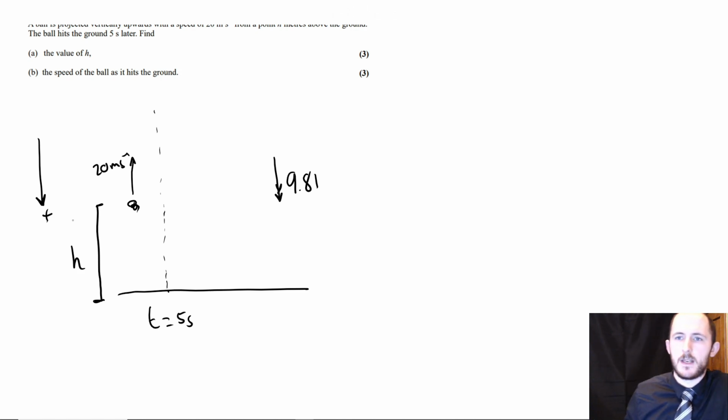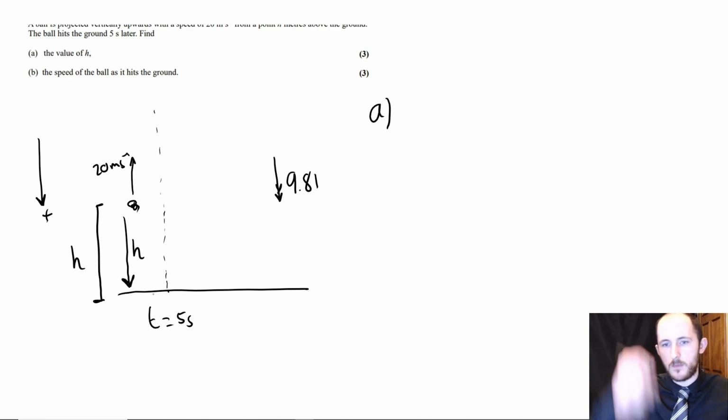So for part A, we need to find the value of h. What would be a good idea for this? Well, there are 2 things that we could do. First thing is we could take the entire situation as our example. What I mean by that is we're going to take it from the initial point here all the way to the end here. And if you notice, the overall displacement is h meters downwards.